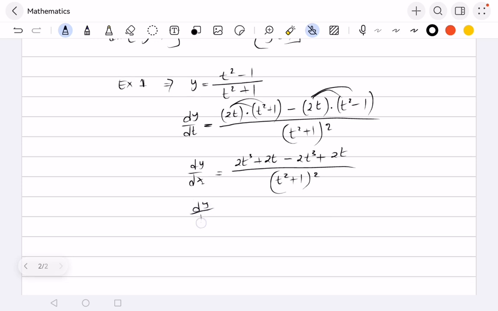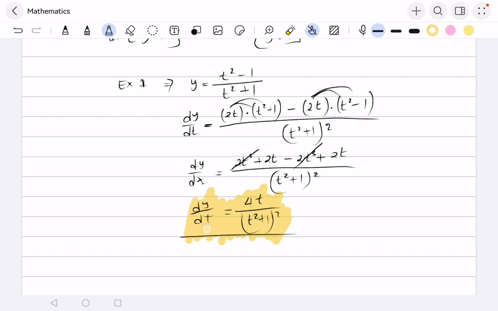Then to further simplify, we'll look for like terms. Our like terms is this one. These two cancel each other. I don't know if you can see it. These two, they cancel each other. And then we have these two adding each other. So we have 2t plus 2t, 4t over t squared plus 1 all squared. And this is our final answer.